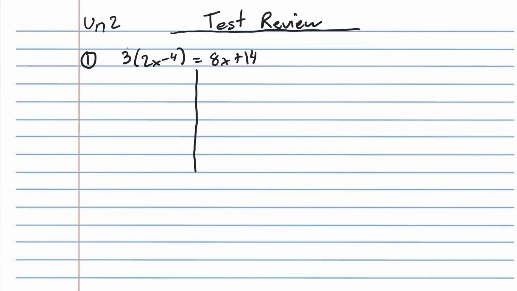So we have to take that three, we have to multiply it to everything on the inside. So 3 times 2x gives you 6x. And 3 times negative 4 gives you negative 12. Okay, bring everything else down. Okay, and then next we can go to the next step.